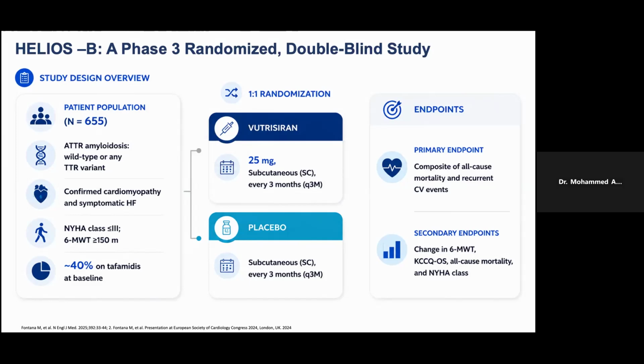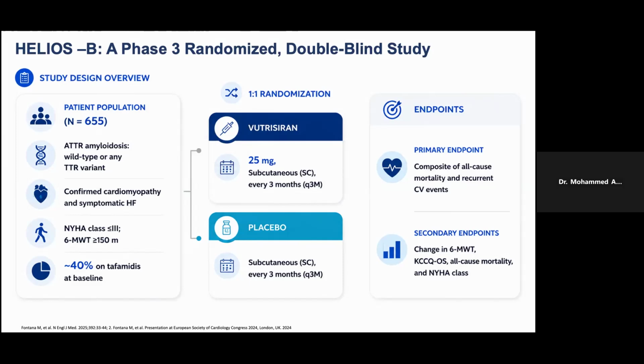One unique feature of the HELIOS-B is that approximately 40% of patients were already receiving tafamidis at the baseline. This allowed investigator to evaluate the benefit of fitusiran both as monotherapy or when added to standard therapy, making the result highly relevant to the current clinical practice.